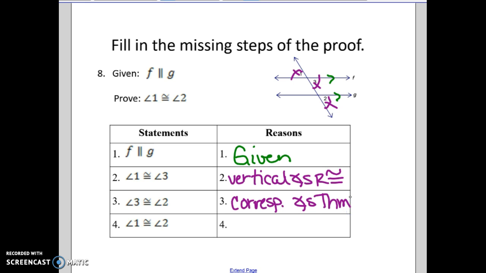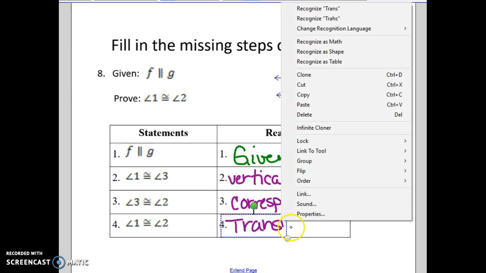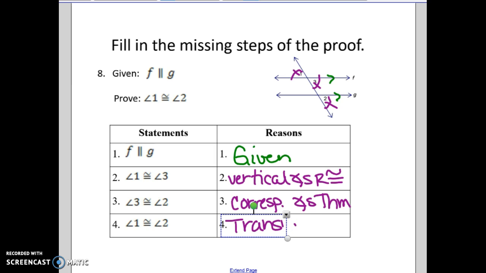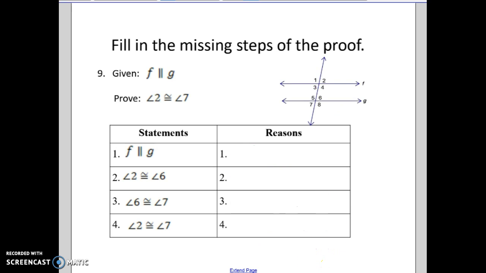Okay. And then we have that angle 1 is congruent to angle 2. So we can say angle 1 is congruent to angle 2 by the transitive property of equality. Okay. But we could also say that they're congruent because they are alternate exterior angles as well. So alternate exterior angles theorem. Okay, and theorem is abbreviated THM. Let's try our next proof.